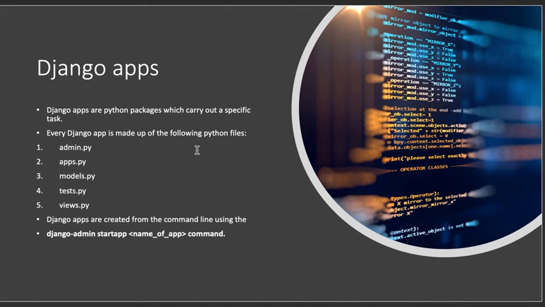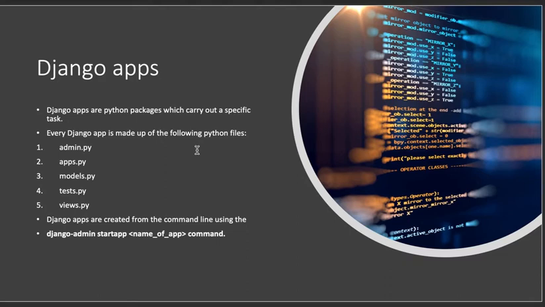So every Django app has, as of Django 3, it might change in the future, but every Django app has these basic Python files. You have the admin, the apps, the models, the tests, and the views. And Django apps are created using the django-admin startapp command, followed by the name of the app you want to create. We'll show you how this can be done when we get to writing code.